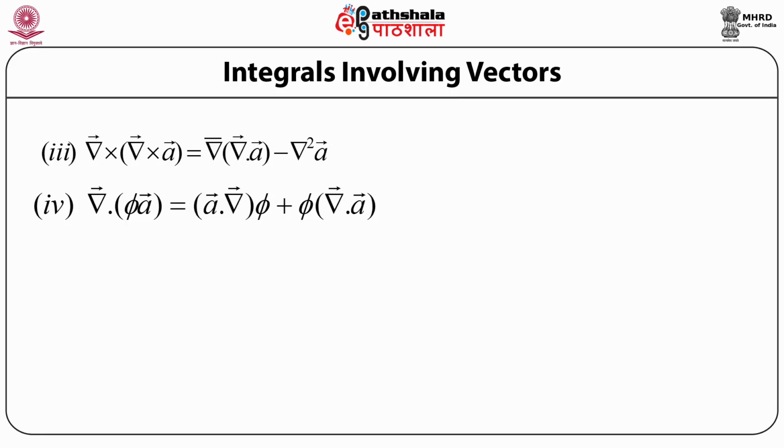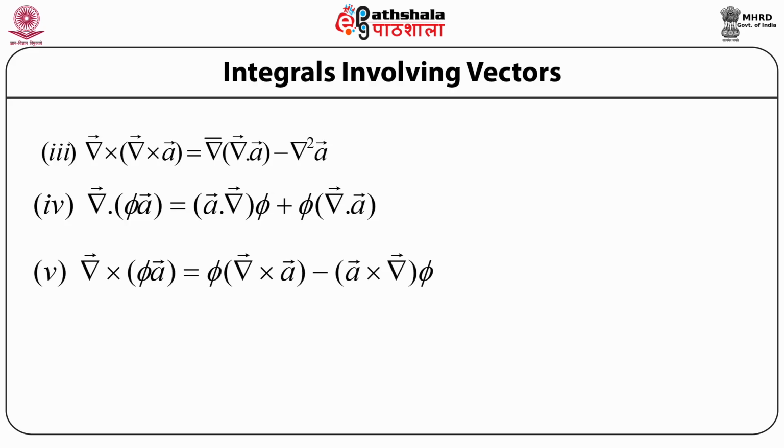which involves the vector or cross product of the del operator with the product of the scalar and vector field, where the scalar field is denoted by phi and the vector field is denoted by vector A. So del cross (phi A) is equal to phi (del cross A) minus (A cross del) phi.